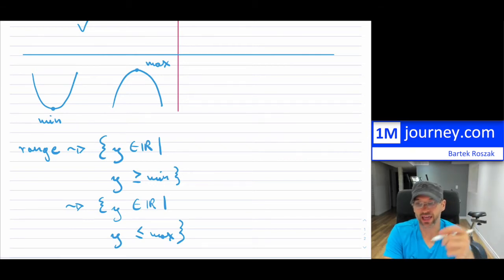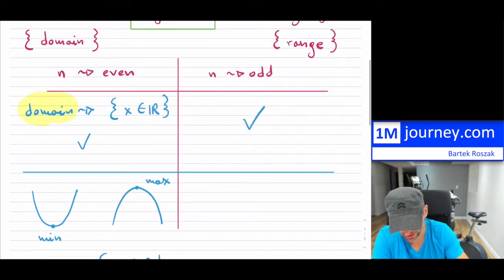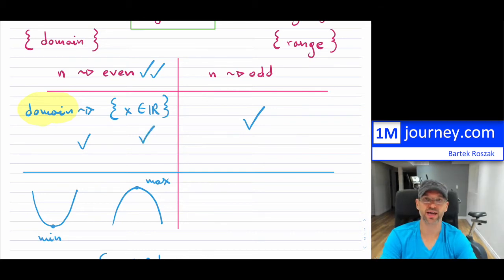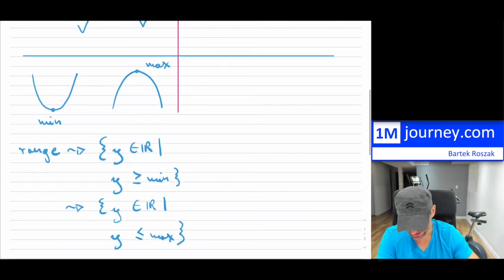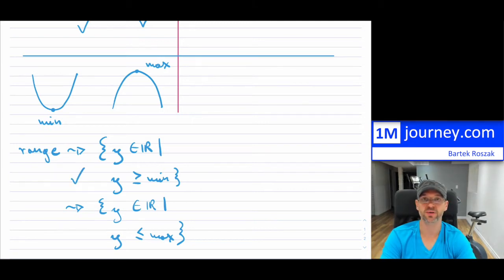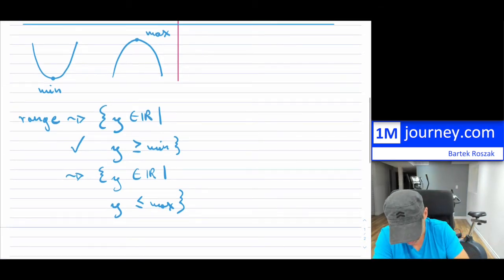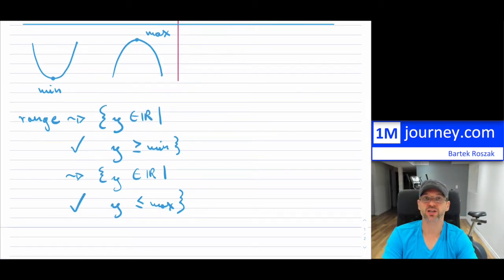So whenever n is even, as we have it in this case, the domain can be any input that you like, so any real number. But the range is always going to have either a minimum, and then it's going to be anything above that minimum, or it's going to have a maximum, and it's going to be anything below that maximum as well. So that's what you will run into.